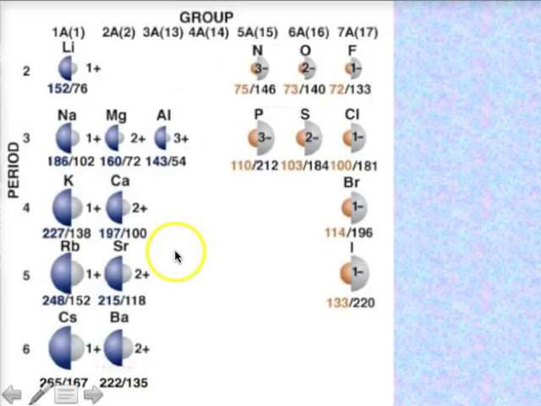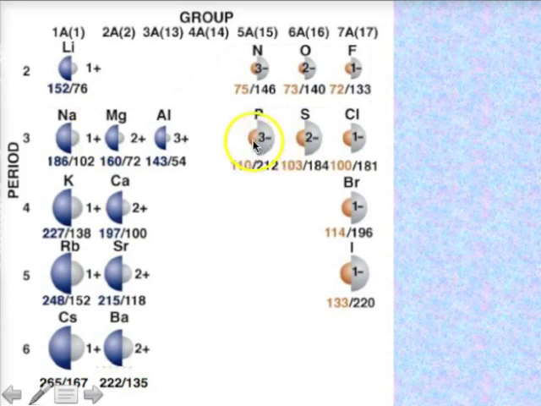So let's take a look at neutral atoms versus their ionic forms and see what happens to them. If we look at sodium, it's 186 as a neutral atom, and it's 102 when it's a +1 ion. Or magnesium, it's 160 as a neutral atom, it's 72 as a +2 ion. And aluminum really shrinks from 143 to 54. So when we form positive ions, the ionic size is smaller than the neutral atom.